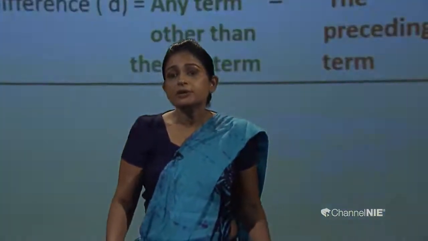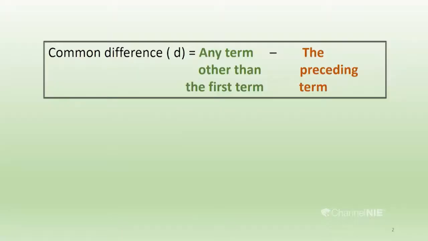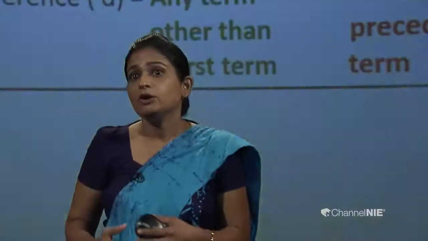First, let me go over what we learned in part 1 of arithmetic progressions. We found the common difference: any term other than the first term minus the preceding term. So we subtract the preceding term from any term other than the first term. That means you select any two consecutive terms from the given arithmetic progression, and using those two consecutive terms, you can find the common difference. That is the way we found the common difference.